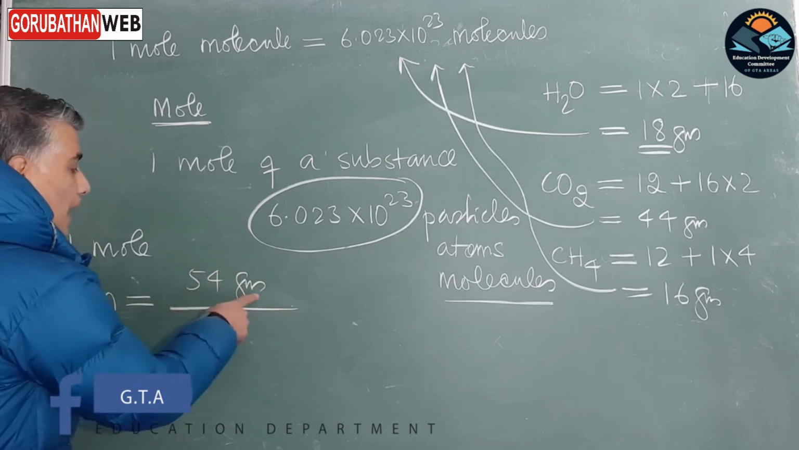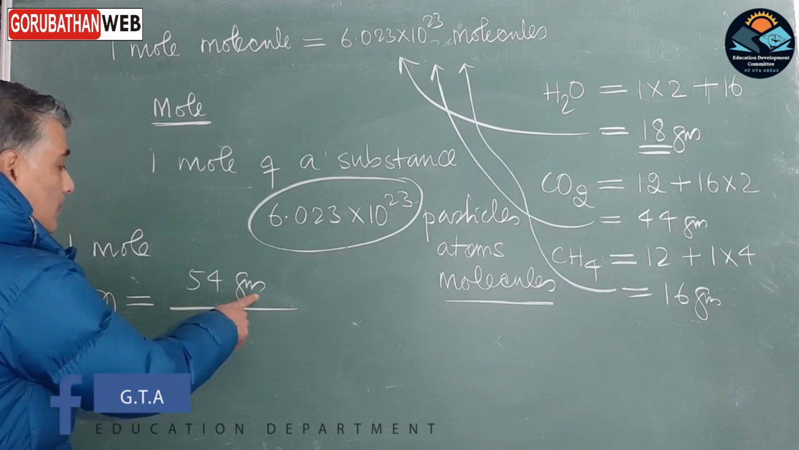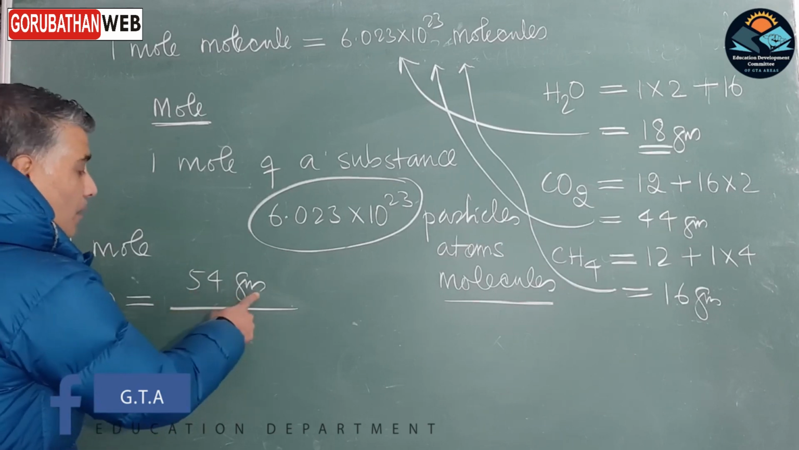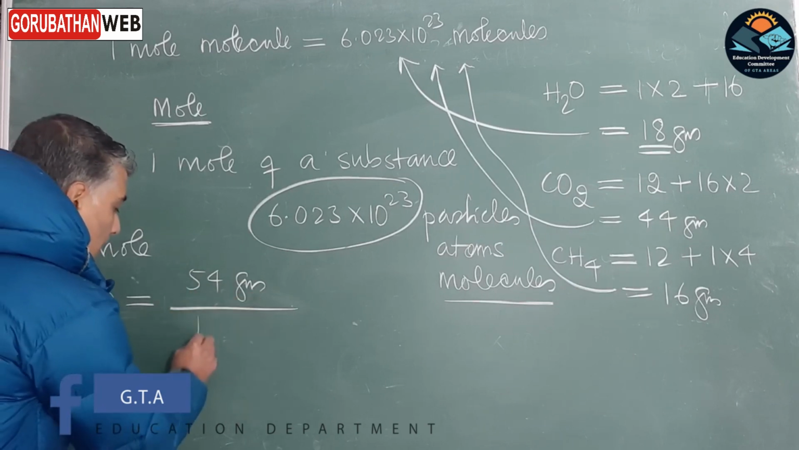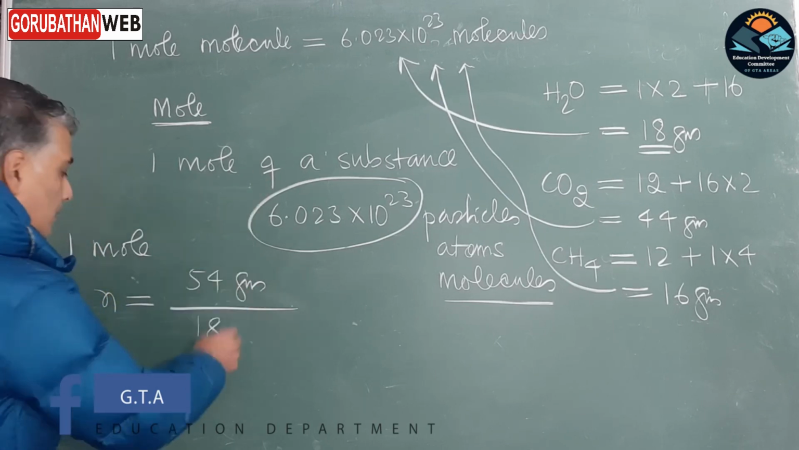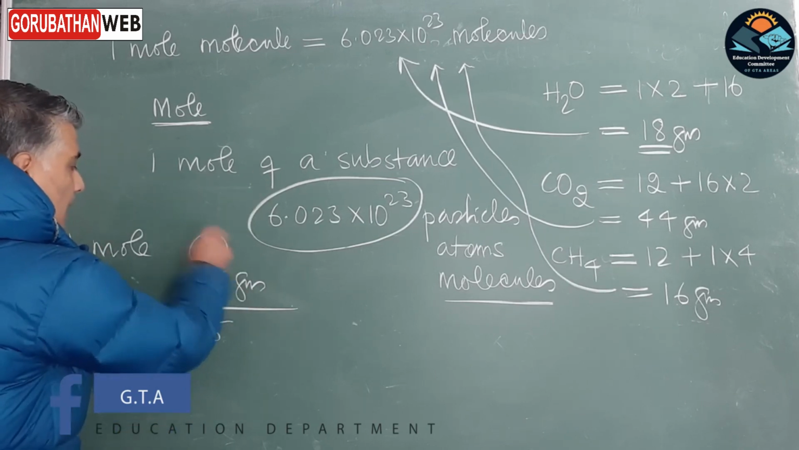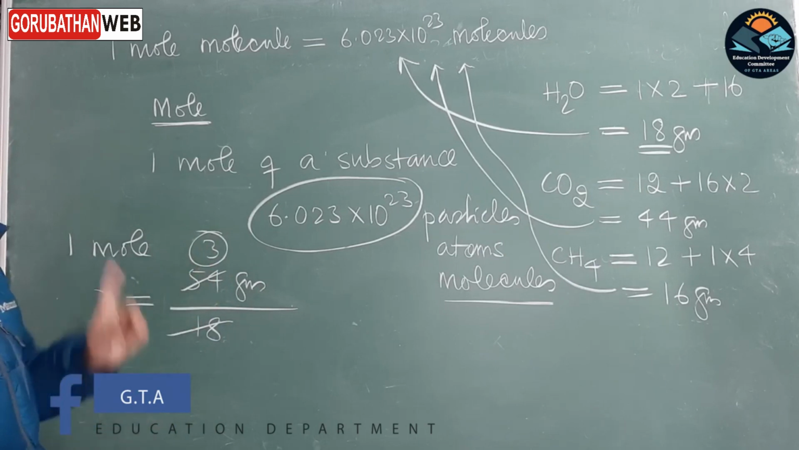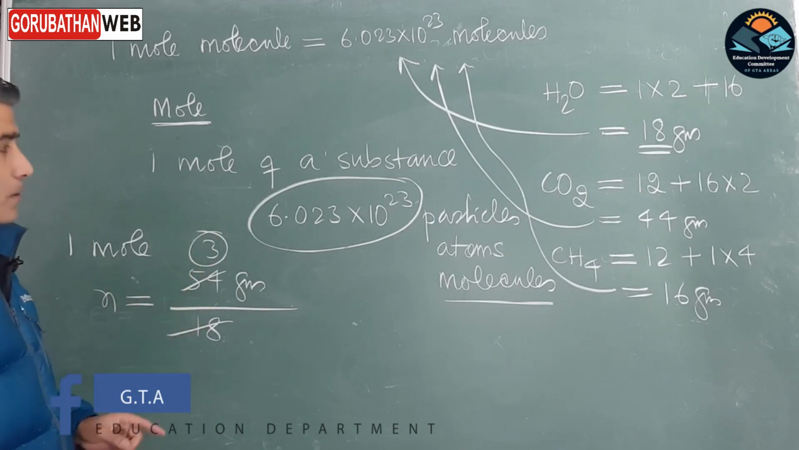So this is 54 grams of water. We're trying to find how many moles are there in it. So I'll divide the given mass of water in grams by the molecular mass of water itself, which is 18. And this divides 3 times. And that tells you that there are how many moles? 3 moles of water in 54 grams.